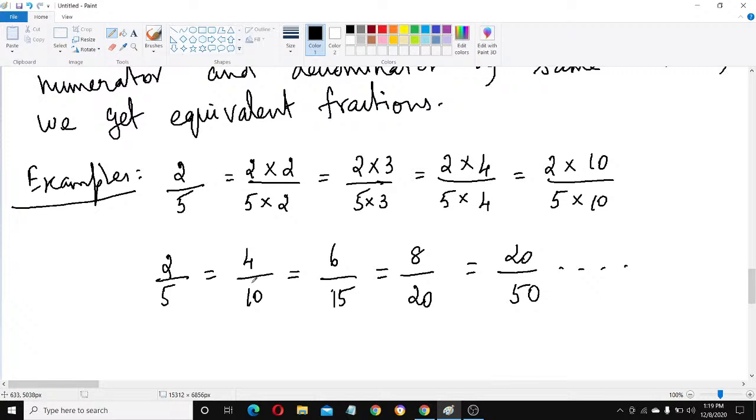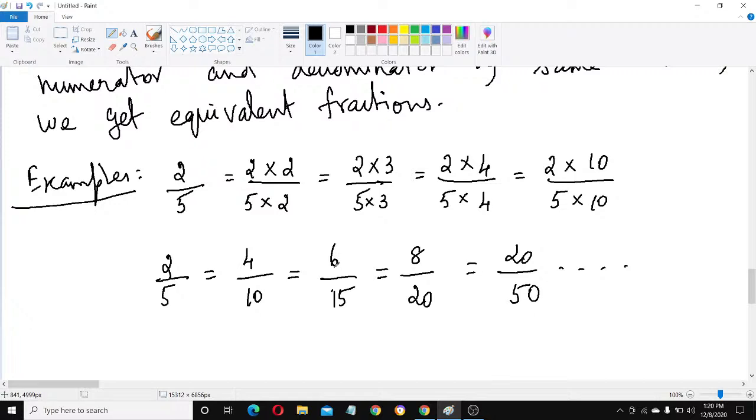After cancelling 4 by 10 also, which is the common factor here? 2 is the common factor. How many times does 2 go in 4? 2 times. How many times does 2 go in 10? 5. After cancelling 4 by 10, you will get 2 by 5.